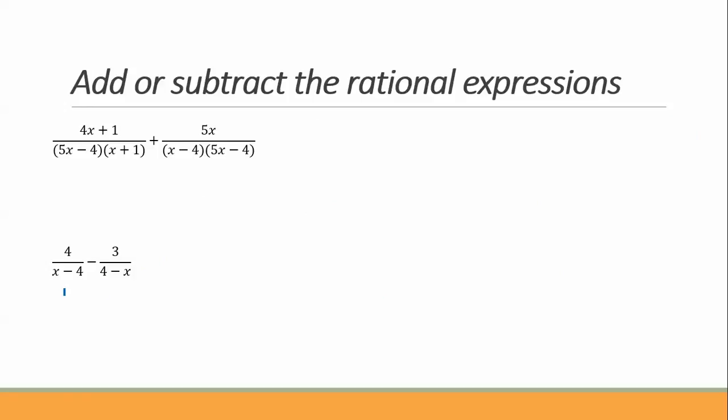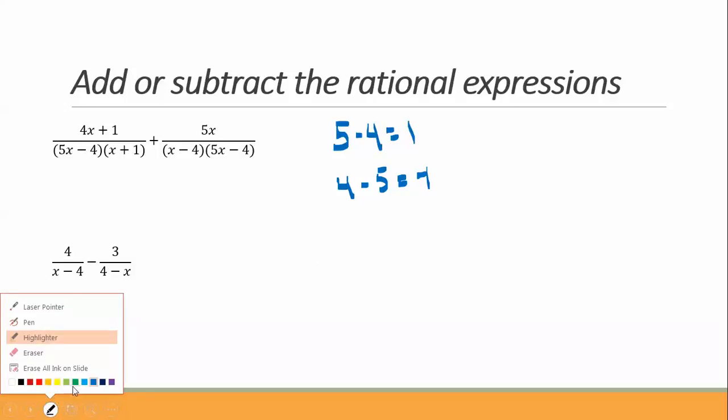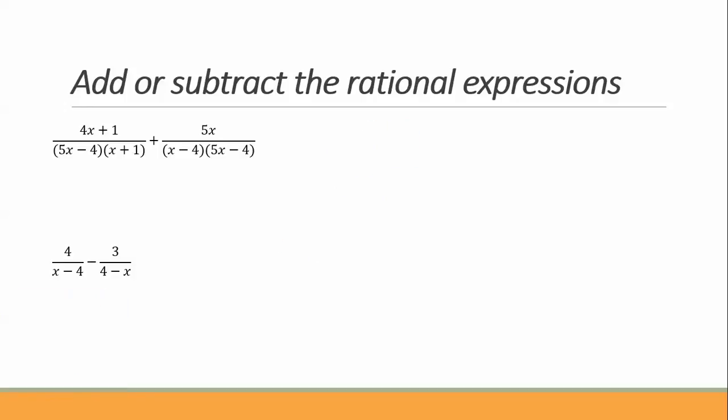This last one, x minus 4 and 4 minus x look very, very similar. Unfortunately, they're not quite the same because we know if we were to put a number in for x, say 5. For the first one, we would have 5 minus 4 is 1. For the second one, we would have 4 minus 5, which is negative 1. So we have to figure out what to do here. But they look so much the same.